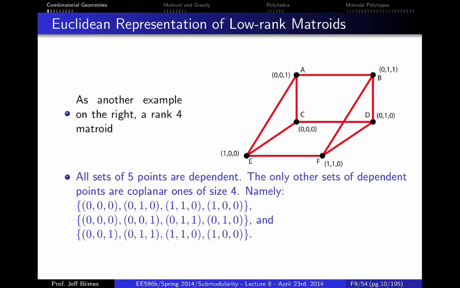And then the only other sets of dependent points are the coplanar ones. Well, the sets of dependent points of size 4 are coplanar. Like, for example, this one, 0, 0, 0, 0, 1, 0, 1, 1, 0, and 1, 1, 0. So this plane, those 4 elements, are dependent because you only need 3 of them to span the plane within which those points are embedded. Those 4 points are coplanar.